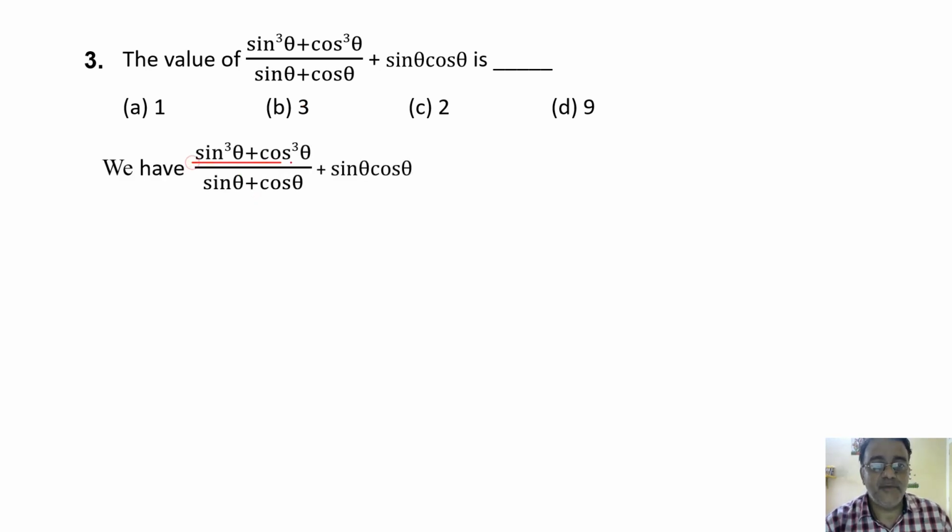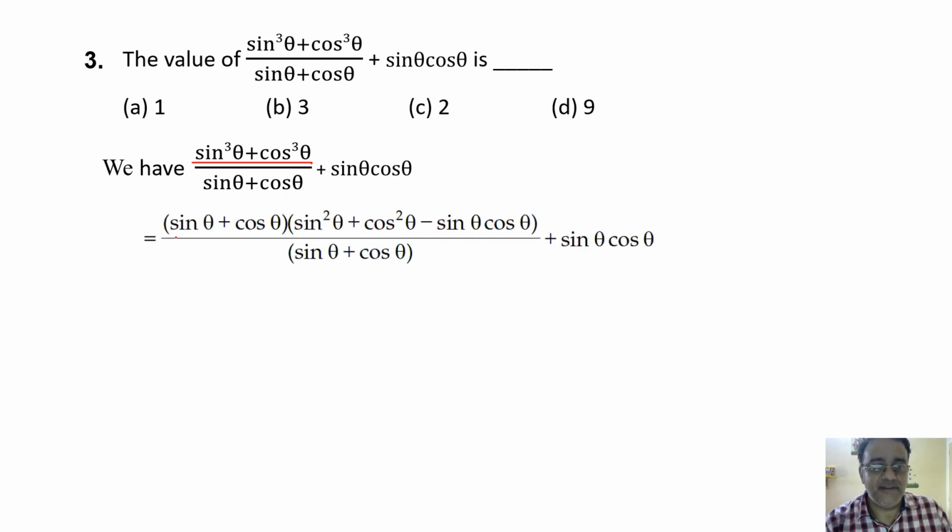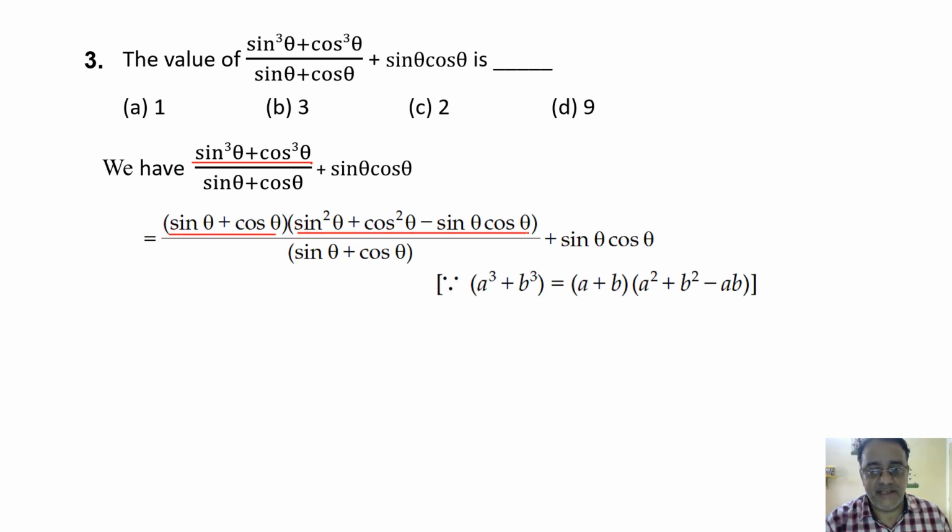So this is in the form of a cube plus b cube. What is the formula of a cube plus b cube? Factorization formula. A plus b into a square plus b square minus ab. Okay. So very good. So see, we have applied this formula, a plus b into a square plus b square minus ab. Now is something cancelling here?